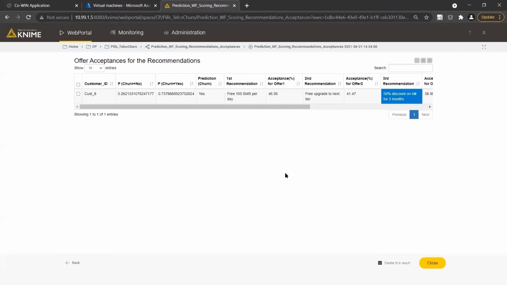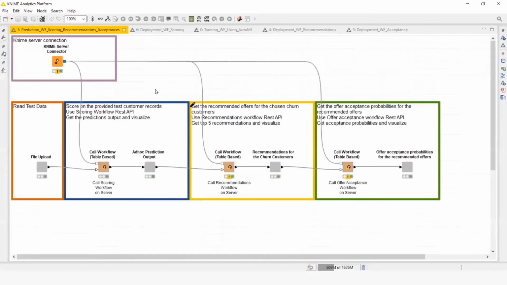So what we will do now is we'll also take a quick look at the workflows that we have built in KNIME and see how easy it is to build that in this entire scenario in a platform like KNIME. Okay. So first, what you see in front of you is the workflow that shows the three aspects. As you can see, we have the scoring workflow to predict the customers and tell us which customer has what likelihood of churn. The second one is going to call the recommendations workflow, and the third one is going to tell us about the offer acceptance for each of the recommended offers.